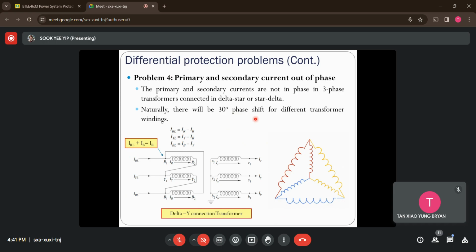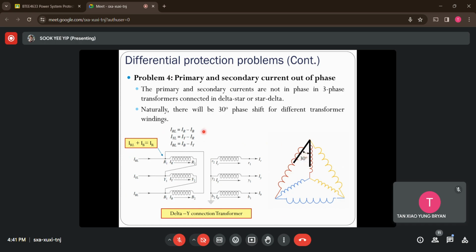Okay, so to prove this, we need to draw the phasor diagram. So let's check out this figure first. How do I know that it's always a 30-degree phase shift for different connections of the three-phase winding? You can clearly see if you superimpose the Y and delta connections. Like in this case, this is Y. You superimpose it with the delta connection and measure the phase angle difference. You will notice that there is always a 30-degree phase shift.